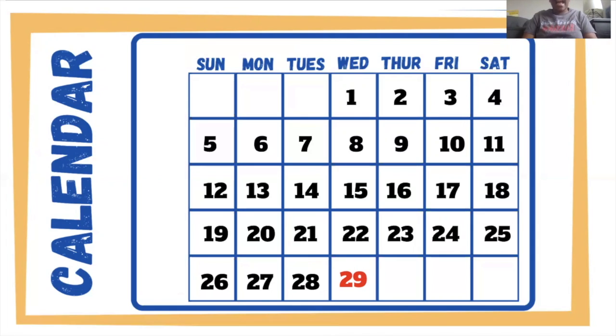Let's take a look at our calendar. How many Wednesdays have we had in the month of April? We can look up and down and figure that out. Let's count them. 1, 2, 3, 4, 5. There have been 5 Wednesdays in the month of April.